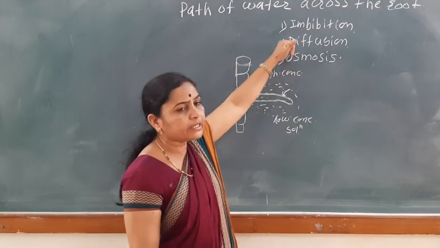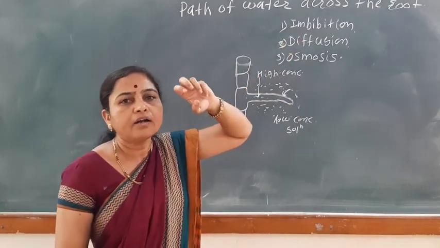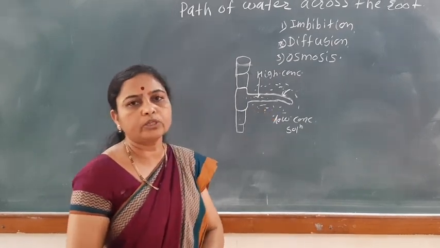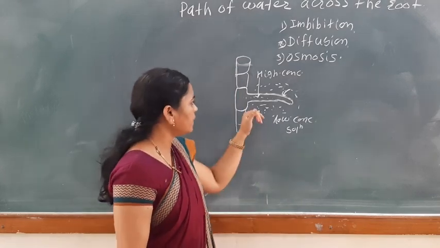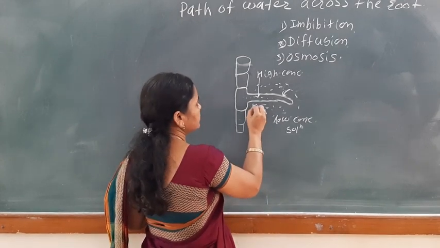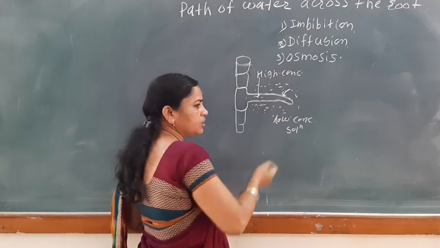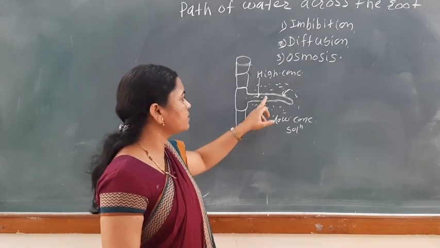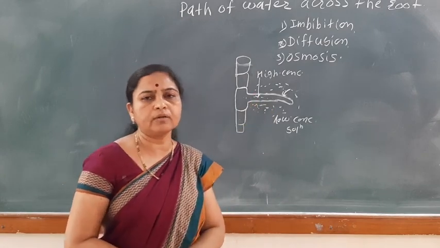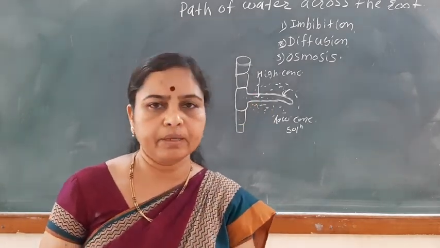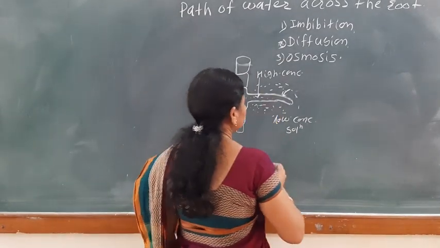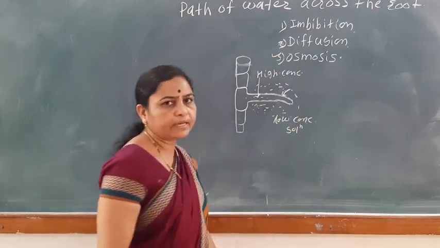The second process, diffusion, means what? It is the transfer or movement of ions, atoms or molecules from higher concentration to lower concentration. So the movement of minerals, or any solute particle, takes place from higher concentration to lower concentration. They move freely through the cell wall, because the cell wall is freely permeable.